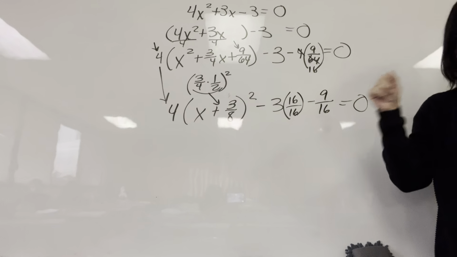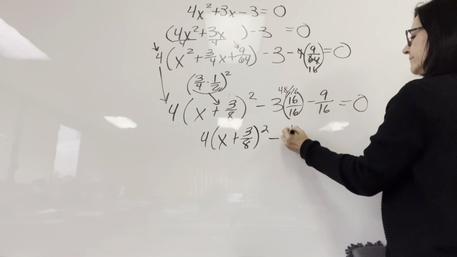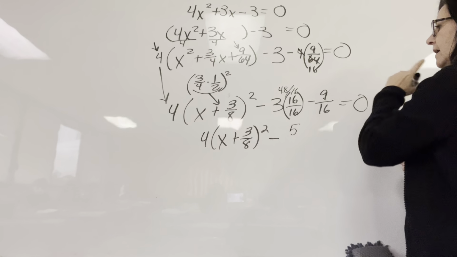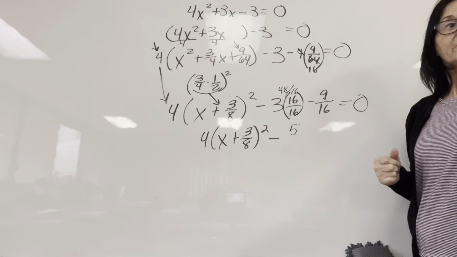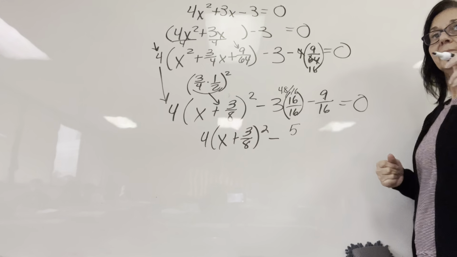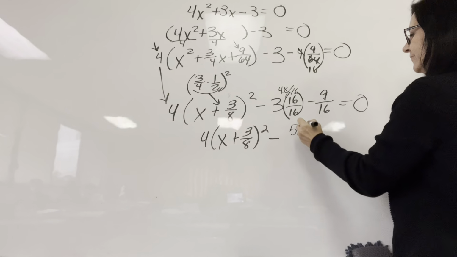So 4 times x plus 3/8 squared minus, what's 48 and 9? 57, right? 48 and 9? Never mind, I can't do that. Is it 57? Confirm. Yes, it is. Thank you. Over 16 equals 0. So now I'm back where I was going to be before, except I still have this 4 out here, so this is going to make a difference. I'll add the 57/16, so I'm left with 4 times x plus 3/8 squared equals 57/16.